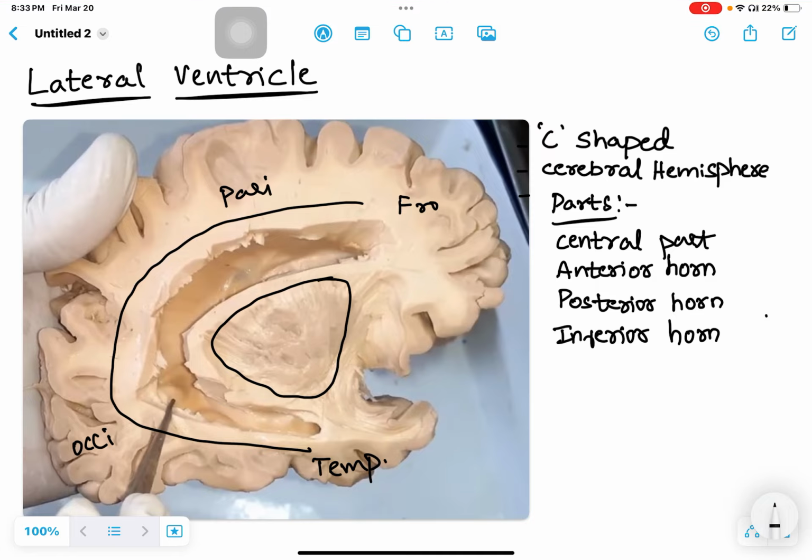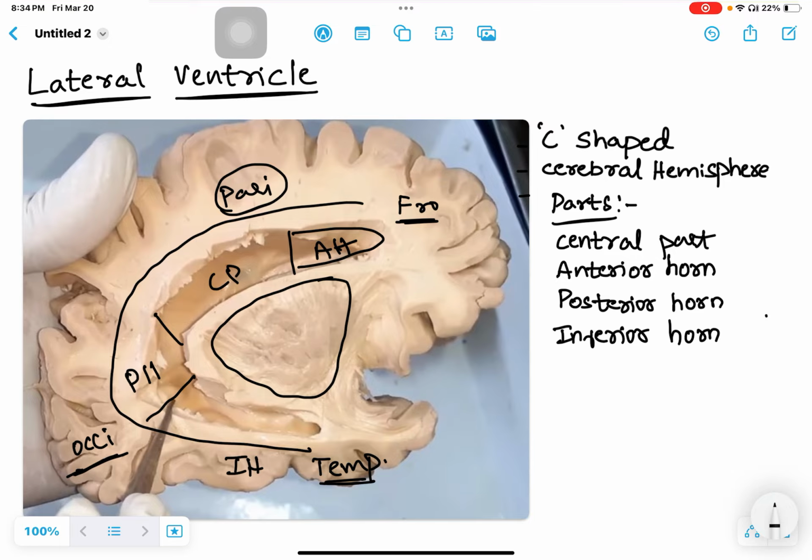So around the diencephalon you can see the C-shaped cavity in the cerebral hemisphere, and it has a central part. This is the central part, which is present in the parietal lobe, and this is the anterior horn, which is present in the frontal lobe, and this is the posterior horn, which is present in the occipital lobe, and this is the inferior horn, which is present in the temporal lobe. So it has a central part, anterior horn, posterior horn, and an inferior horn.